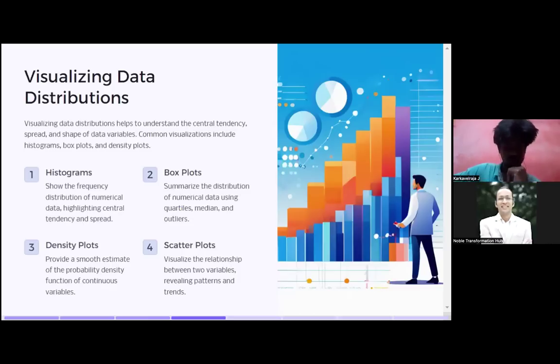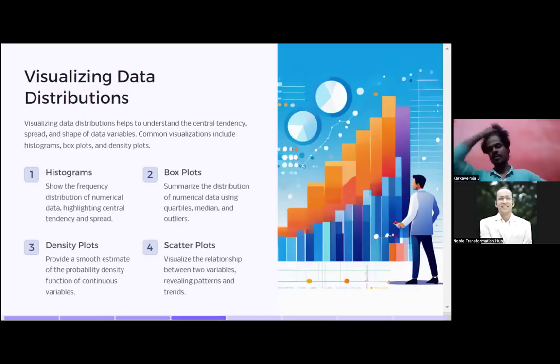If I have to see a smooth estimation of the probability density function of a continuous variable, you need to understand what is continuous data, what is linear, what is non-linear. You need to understand all those terminologies. So a density plot will provide you that kind of probability density function on a continuous variable. So understand these things, continuous variable. This is going to help you.